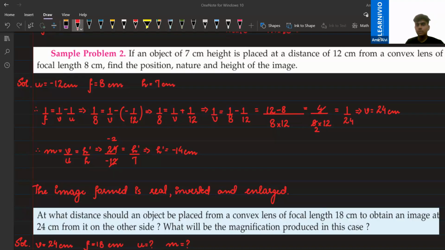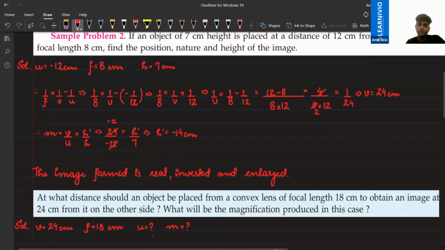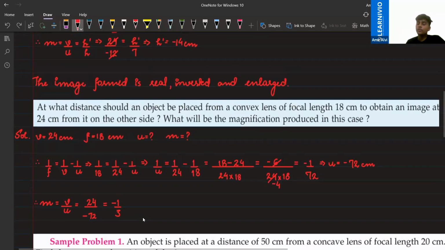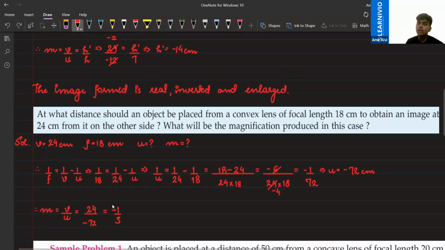Okay, there's a mistake. You didn't mention the unit. That is minus 72. And there's an obvious mistake in the magnification as well. That is 1 by 3, not 3 only. Magnification is minus 1 by 3. You made a mistake. So the image distance is 24 and object distance is minus 72. So it would be 1 by 3. Okay. Got it?